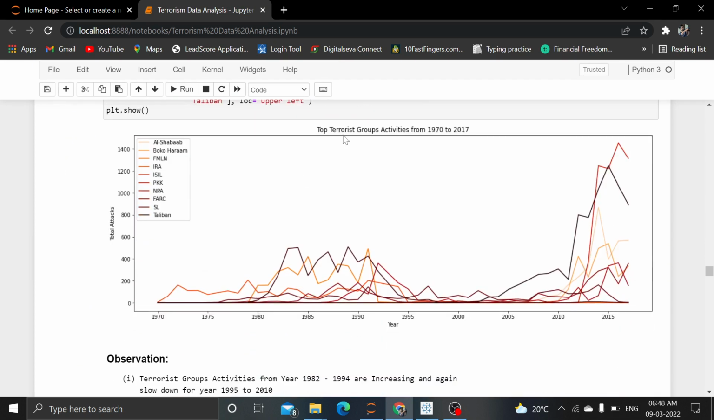This graph shows the top terrorist activity from 1970 to 2017. As we see, terrorist group activity started from 1980 and then fell in 1995. It kept increasing and decreasing, and in the year 2010 it increased rapidly. You can see that it increased rapidly and never came down.